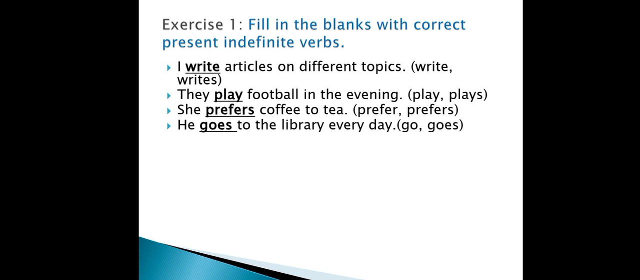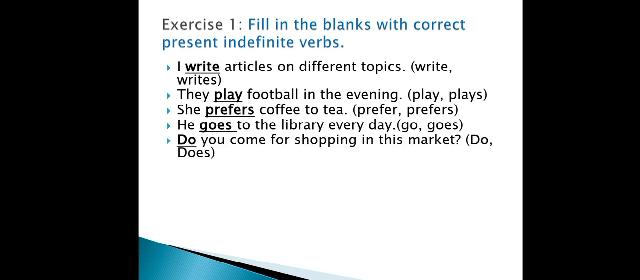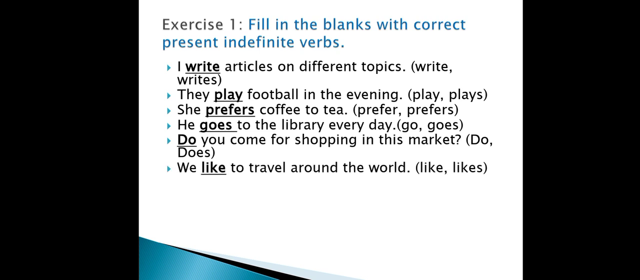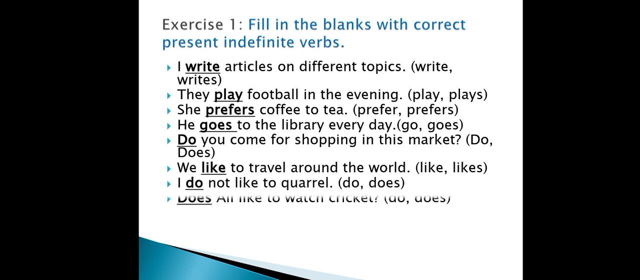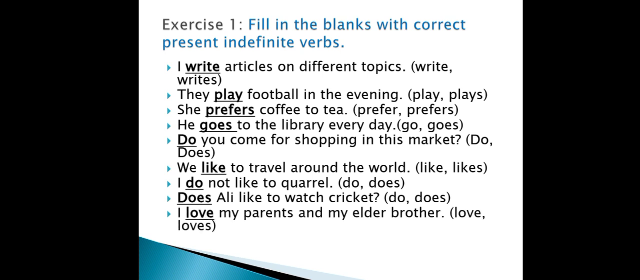He goes to the library every day. Do you come for shopping in this market? Along with you, we will use do. We like to travel the world. I do not like to quarrel. And along with he, she, or any name, we will use does. Does Ali like to watch cricket? I love my parents and my elder brother. Along with I, only the first form of the verb is used. We are not supposed to add s or es.